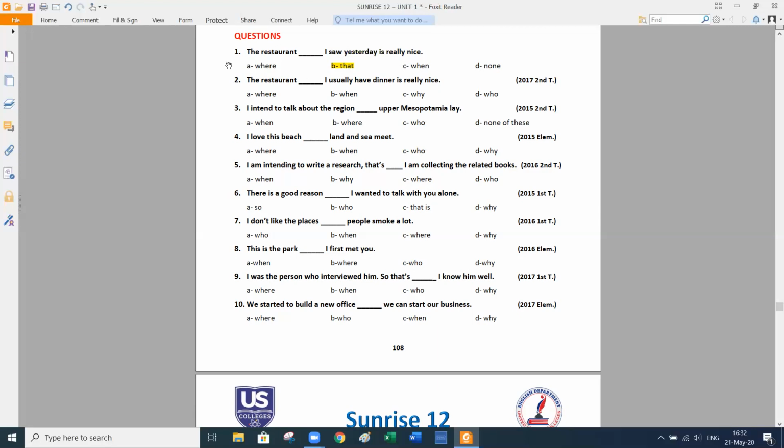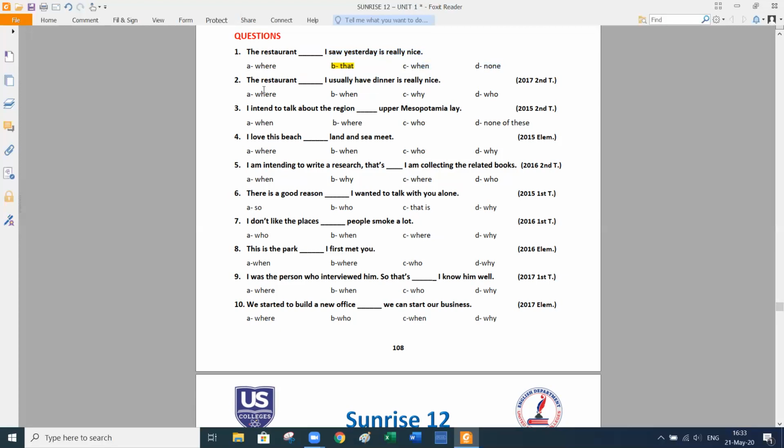As I said, this is not a ministry exam question. In the ministry exam, so far they didn't ask questions like this. I hope they won't. But if they do, you should pay attention to whether the relative pronoun is object or subject. If yes, we don't use where. We don't use when. We don't use why. Okay? We use that or which.